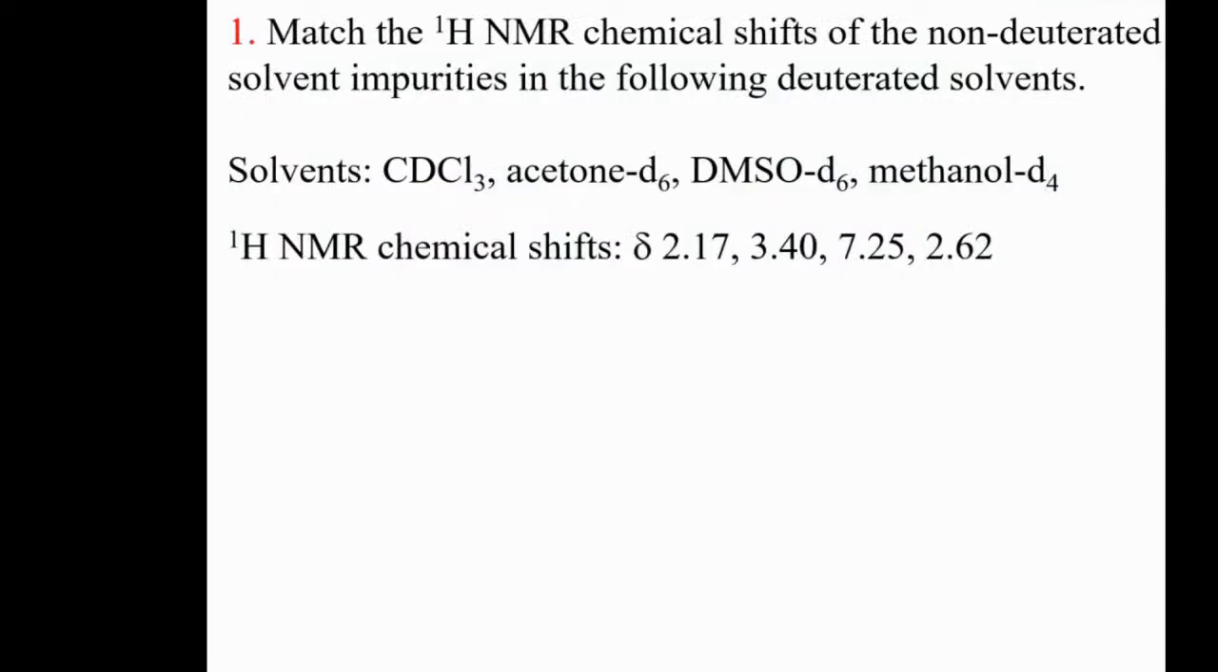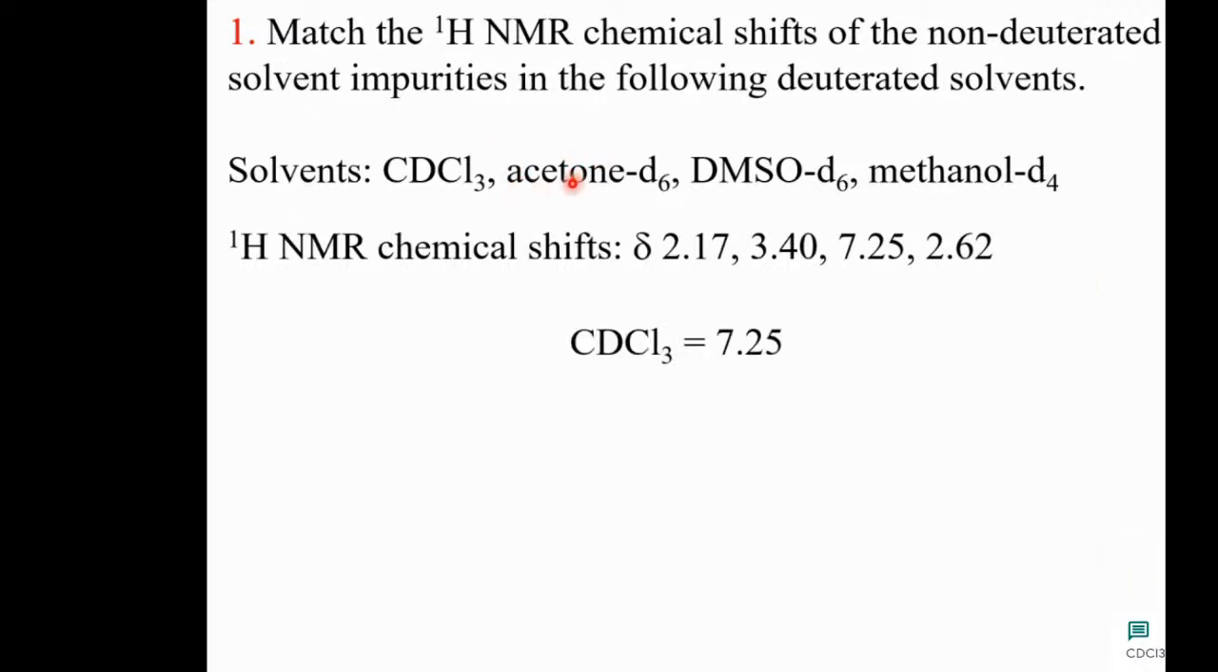Now, let us see, I don't know whether you want to respond. If anyone can respond to these simple questions in the chat box or by unmuting, I have a few simple problems. Match the proton NMR chemical shifts of the non-deuterated solvent impurities in the following deuterated solvents: CDCl3, acetone D6, DMSO D6, methanol D4. What is the chemical shift for chloroform in CDCl3 among these? 2.17, 3.40, 7.25, 2.62. Anyone can answer in the chat box. 7.25, that is correct.